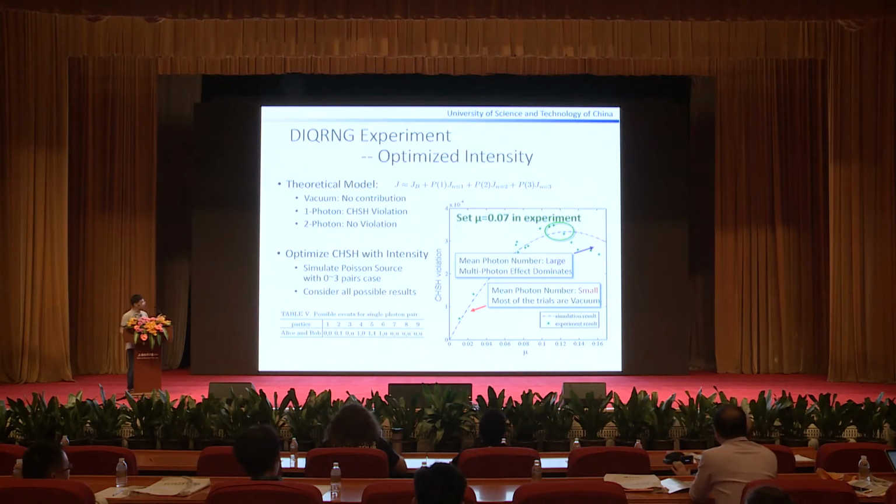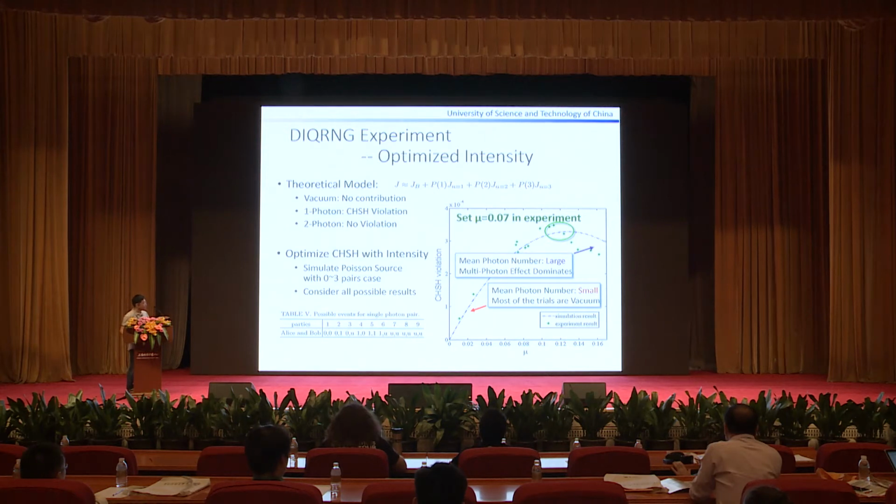The next thing we do is to optimize the intensity of each pulse. Our source is pulsed, with a frequency of about 200 kilohertz. We optimize the photon intensity, the internal pair intensity in each pulse. This is because if the mean photon number is too small, most of the trials are in vacuum, and vacuum pulses do not contribute to our Bell violation. But if the mean photon number is too large, multiphoton effects may dominate, and multiphoton will contribute negatively to the Bell violation. So there can be an optimized value.